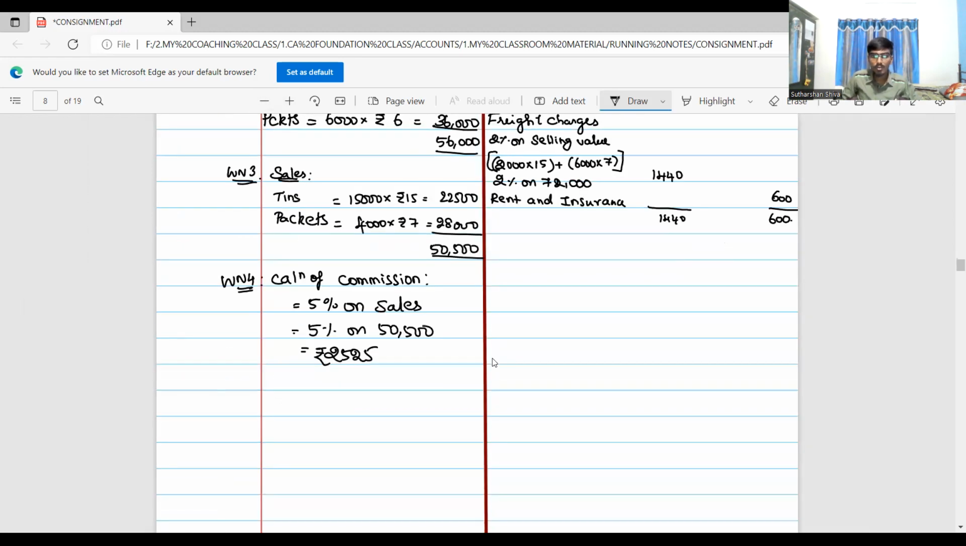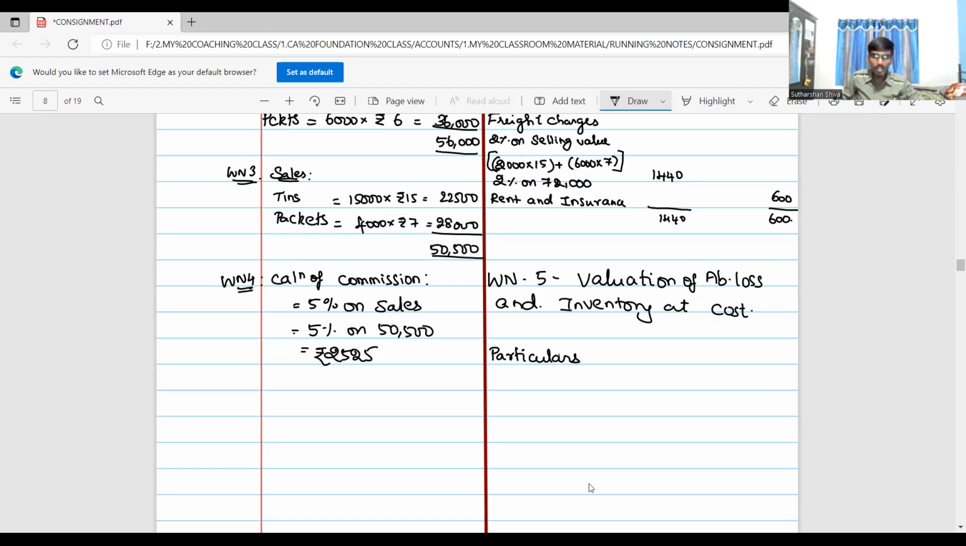Working note 5 is the most important question. Working note 5 is valuation. Valuation means valuation of abnormal loss and inventory at cost. Okay.